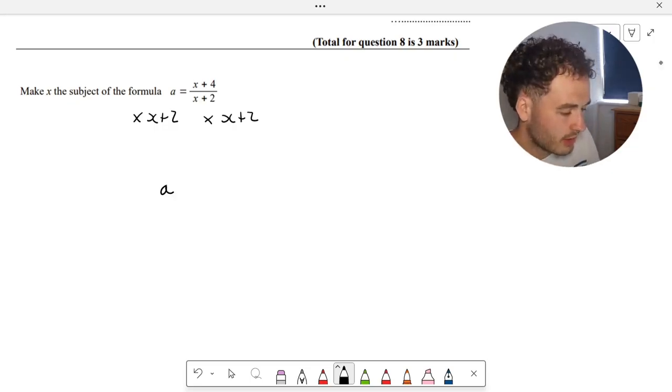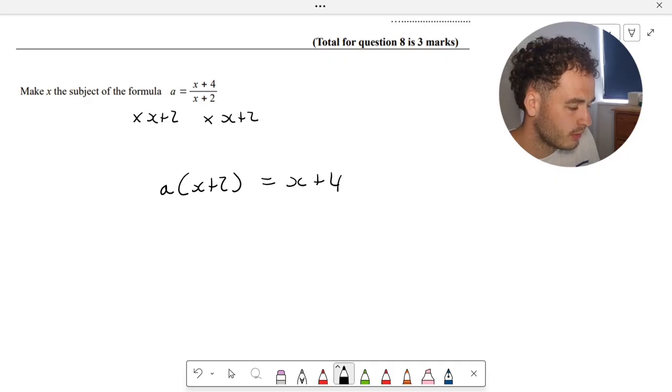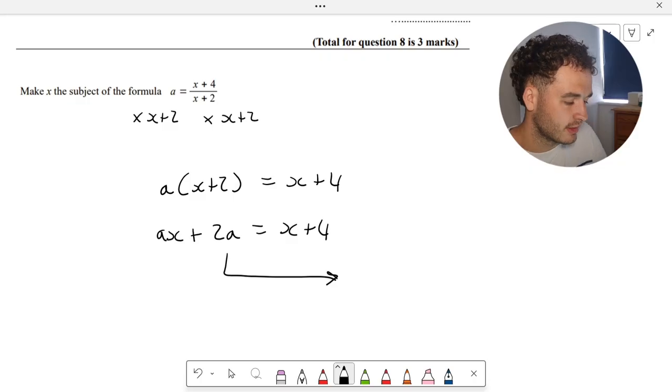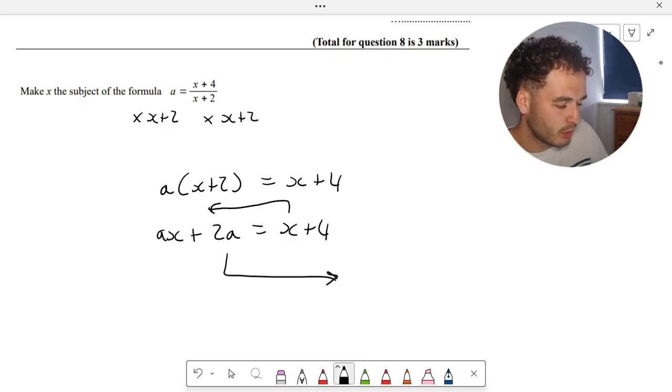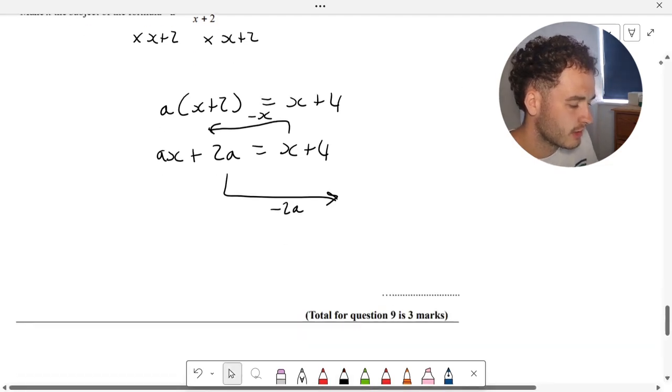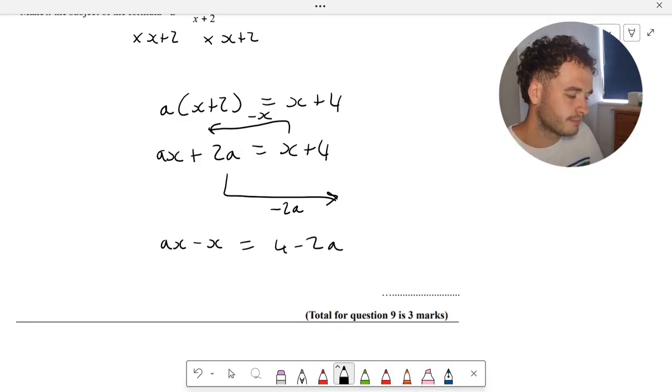So we now have a(x plus 2) equals x plus 4. Now we expand the brackets, so it becomes ax plus 2a equals x plus 4. At this stage, move all of the things that don't have an x to the same side, and move all of the things that do have an x to the same side. So we minus x from both sides, minus 2a from both sides. So we have ax minus x equals 4 minus 2a.